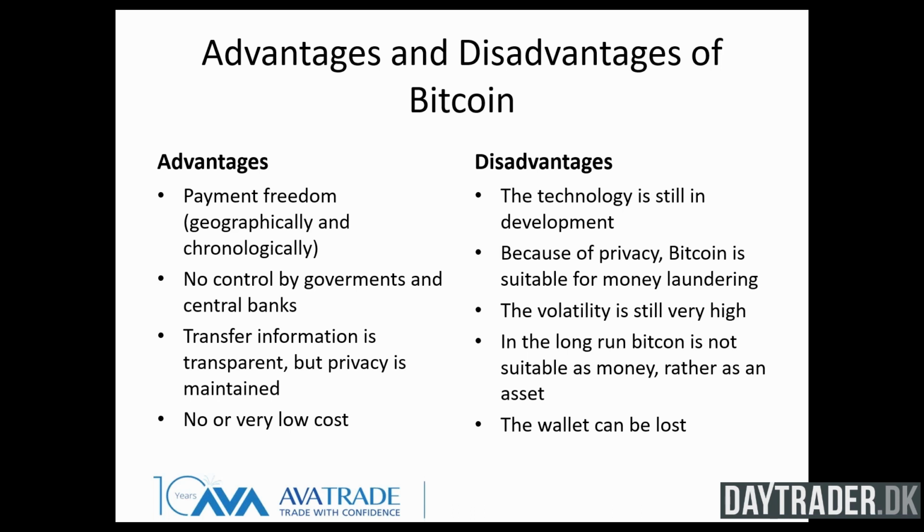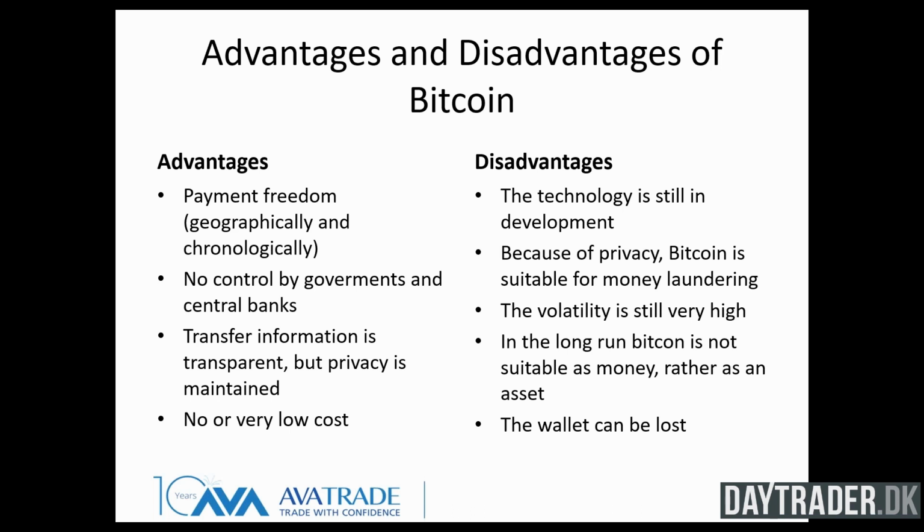The advantages are payment freedom. I can pay any time, all over the globe. I don't know if you have tried to make a wire transfer, sometimes it takes 3 days, 4 days, depending on where you live, especially when it's cross-country. And another advantage, for some at least, is that it's not in control of governments and central banks. The information transfer is transparent, but privacy is maintained, which a lot of people like. And there are no or very low costs, which opens a totally new market. In the future, I can give mini services, like a service for 20 cents, and I can make a bank transfer of 20 cents, which is incredible. So there is a totally new market which can be developed with these cryptocurrencies.